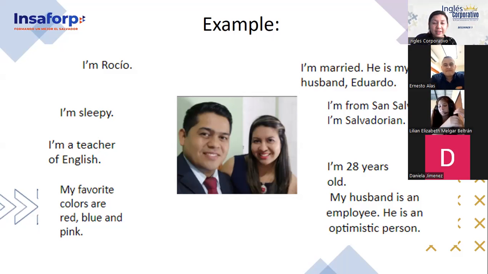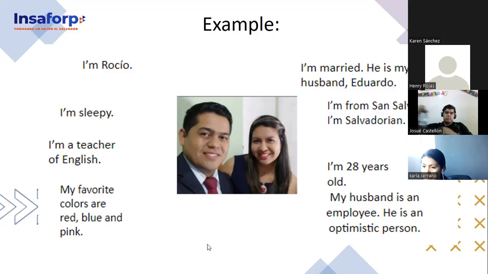Yes. Okay. So if you say my favorite color is, because you mentioned only one. Can you repeat, please? My favorite color are one. No, my favorite color is? My favorite color is blue. Blue. Exactly. That is the correct form. My favorite color is blue. Excellent. Great. Good. Any other person would like to share?